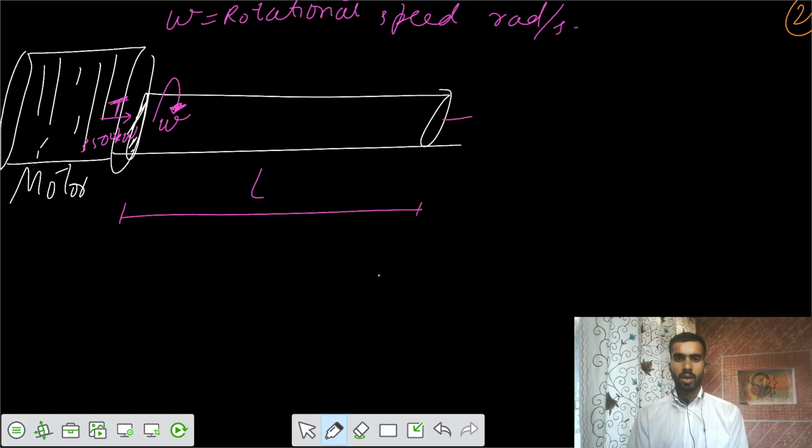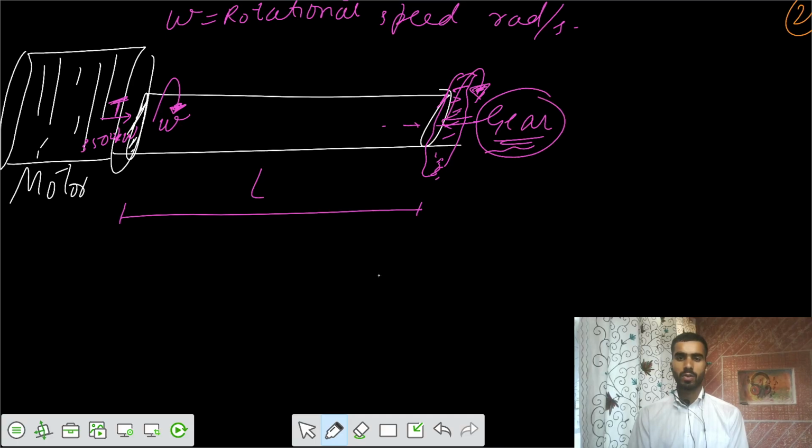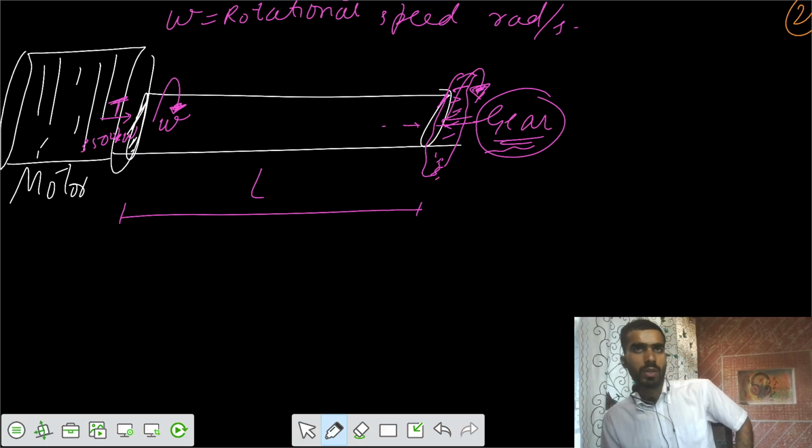And here is one more member connected. Say some gear is connected, or some generator is connected. Some sort of gear is connected. So it would transfer that torque to this gear, that power would be delivered to that gear, and the gear would start to do its job after that.